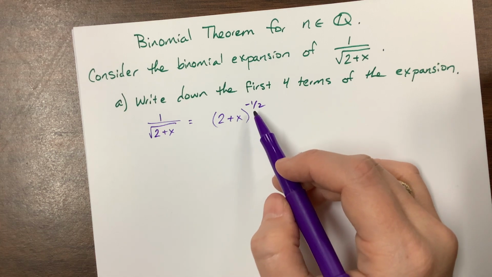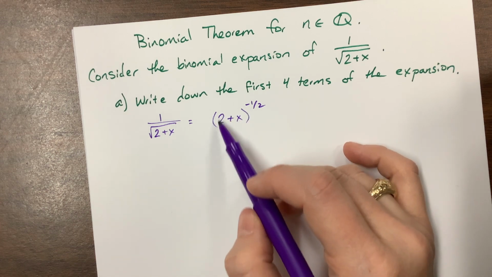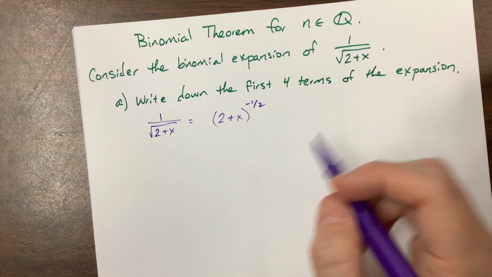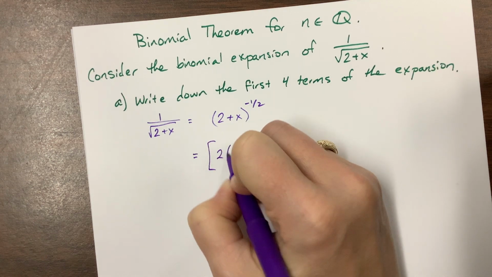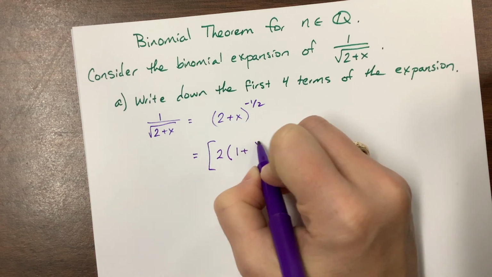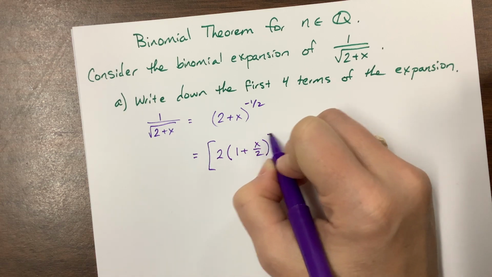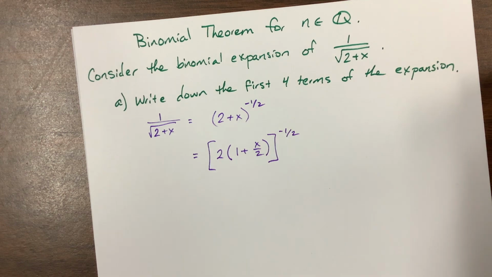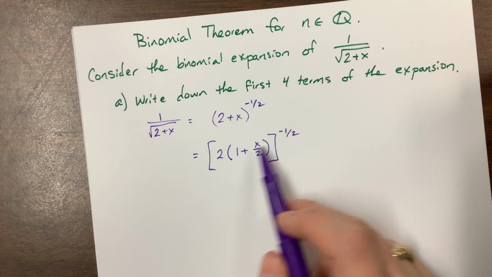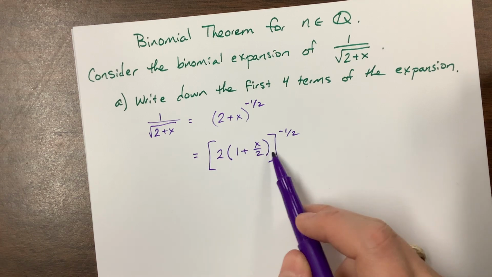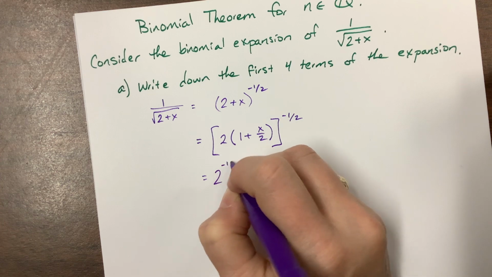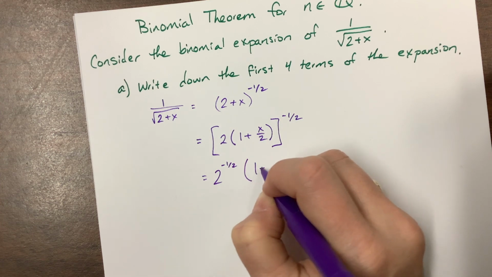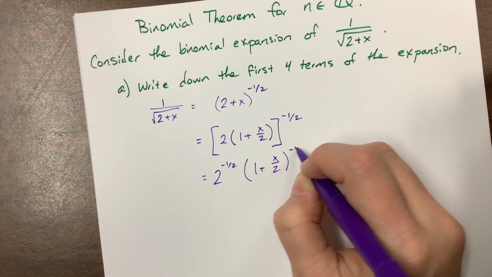So the way that the book teaches us to do it is they want this to become a 1 right here. So this would be equal to, I could factor out a 2, and all of that's raised to the negative 1/2. Okay, so now if this is multiplied by this, then each one of those can be raised to the negative 1/2. So this is 2 to the negative 1/2 times 1 plus x over 2 to the negative 1/2.